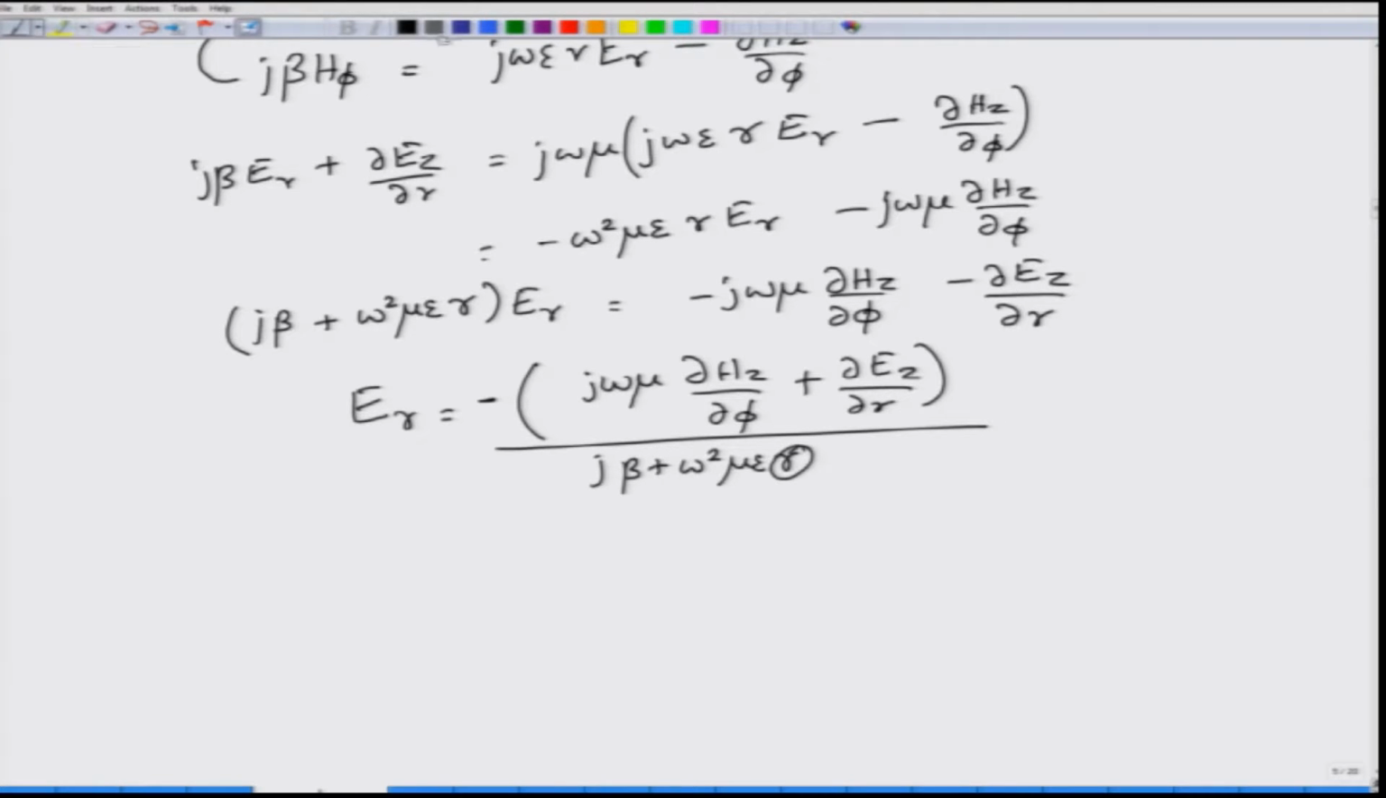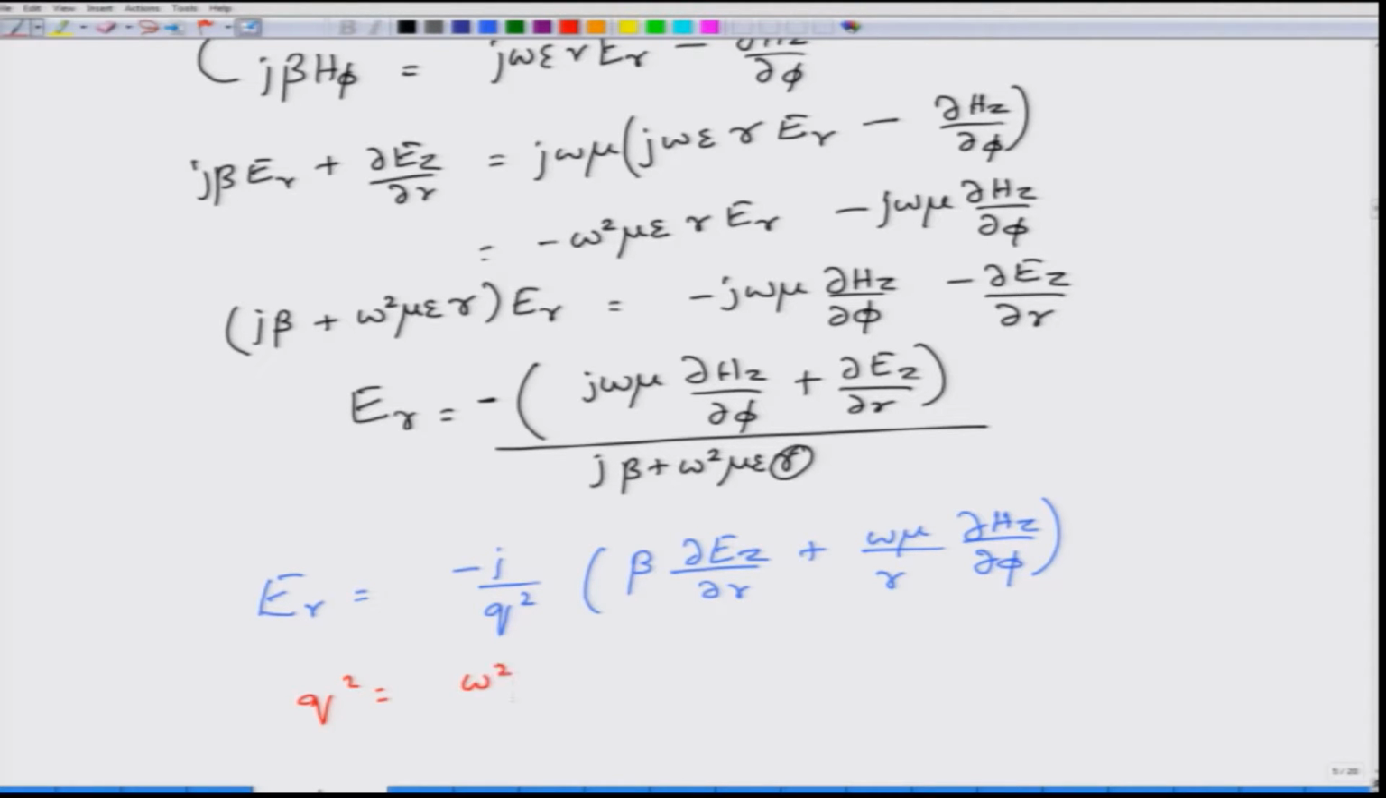What I would like to give you is the final expression. So, I would like to give this as an exercise to you. The result for E r in terms of Ez and Hz is that you get minus j by q square, there is beta del Ez by del r plus omega mu by r del Hz by del phi, where q square is given by omega square mu epsilon minus beta square.